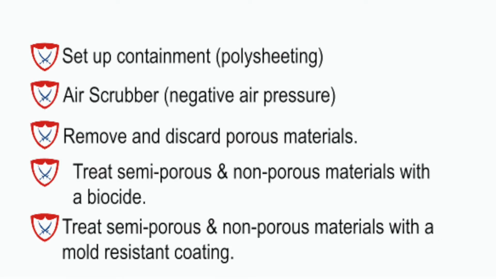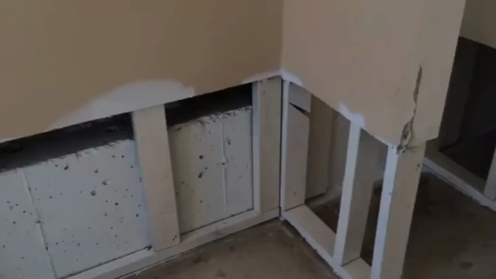In terms of a process, we would set up containment, which would include poly sheeting. We would install an air scrubber or a negative air machine in the basement to remove all the spores from the air, and keep the air from exchanging with the rest of the living space. We then remove the materials that are classified as porous, so that drywall, trim, insulation, the items that we mentioned just a moment ago, and we dispose of those things. And then we treat the semi-porous and the non-porous surfaces with the biocide, and then scrub them and put on a mold-resistant coating.